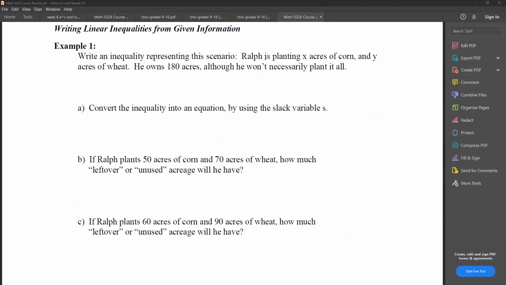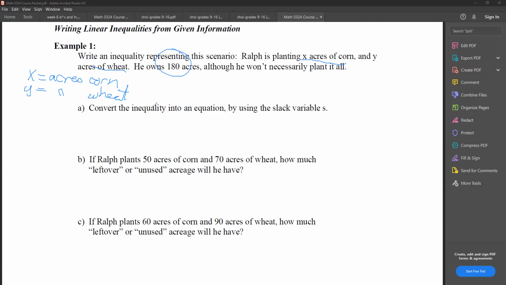All right, it says Ralph is planting X acres of corn and Y acres of wheat. So I write that down: X equals acres of corn and Y equals the acres of wheat. He owns 180 acres. That's a total, although he won't plant all of it, so you'll have some slack.